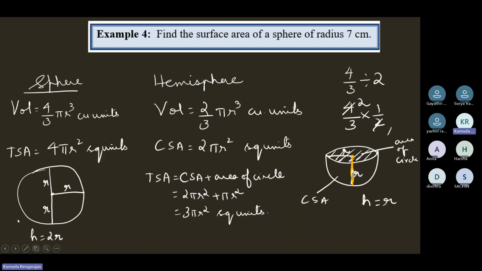Let's have a look at the formula. 4 by 3 pi r cubed, 2 by 3 pi r cubed. Then 2 pi r square, 3 pi r square, 4 pi r square. 2 pi r square is CSA of hemisphere. 3 pi r square, TSA of hemisphere, total surface area of hemisphere. 4 pi r square, total surface area of sphere. 2 pi r square, 3 pi r square, 4 pi r square. 4 by 3 pi r cubed, 2 by 3 pi r cubed.